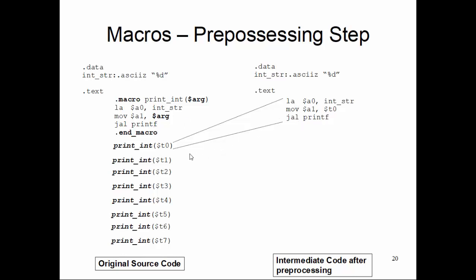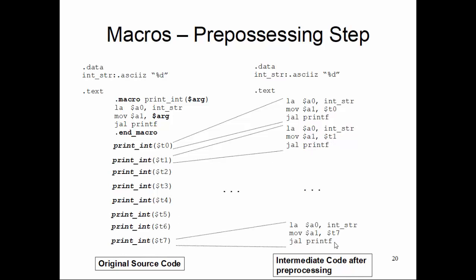So what it does is look at print_int: is it in my macro definition or not? Is it defined or not? Yes, it's defined. It is basically these three statements. So it will blindly generate these three statements, replacing this $arg with this $t0. So in this case, $arg is $t0, so this one will be $t0. That's expanded. Next one, $arg is expanded with $t1. So we have $t1 in that expanded code, and so on and so forth till the last one.